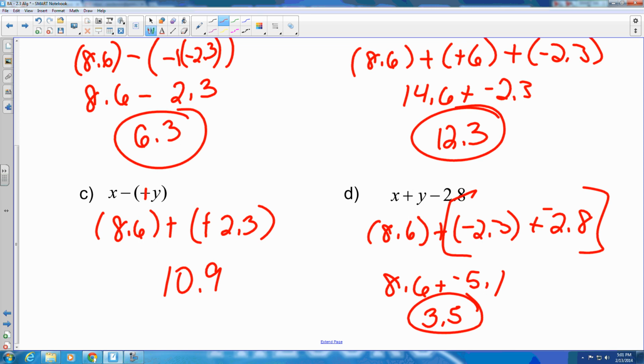Okay? And that is being able to subtract real numbers.